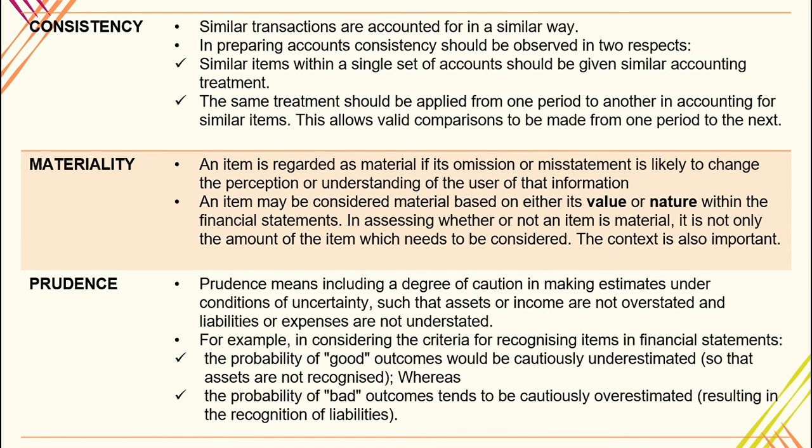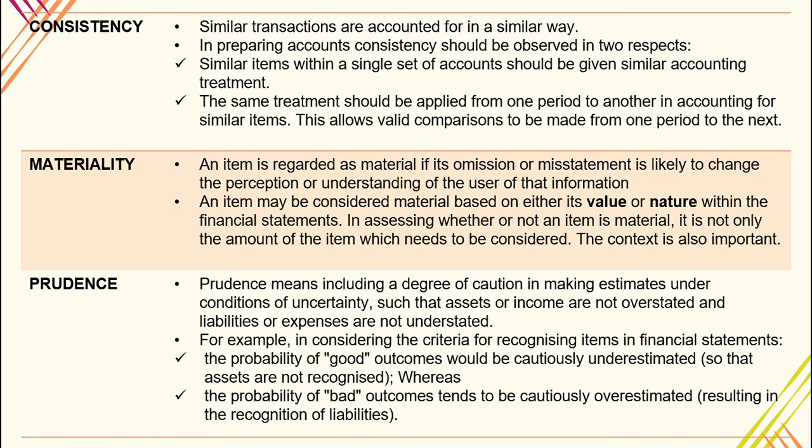The next concept is consistency. Similar transactions are accounted for in a similar way. In preparing accounts, consistency should be observed in two respects. Firstly, similar items within a single set of accounts should be given similar accounting treatment. Second, the same treatment should be applied from one period to another in accounting for similar items. This allows valid comparison to be made from one period to the next.